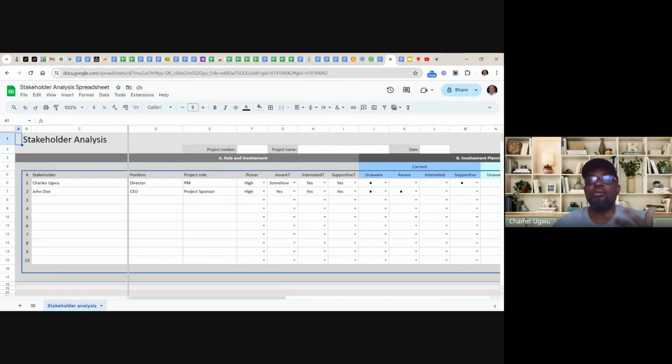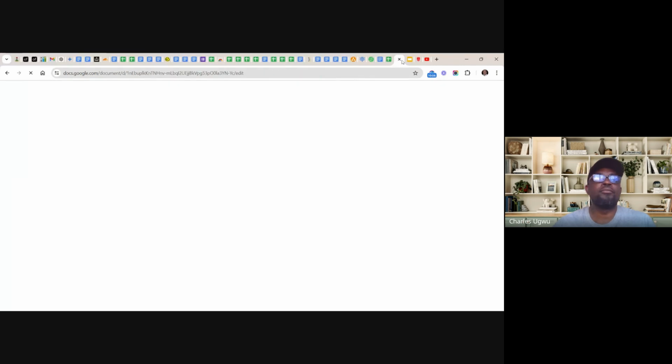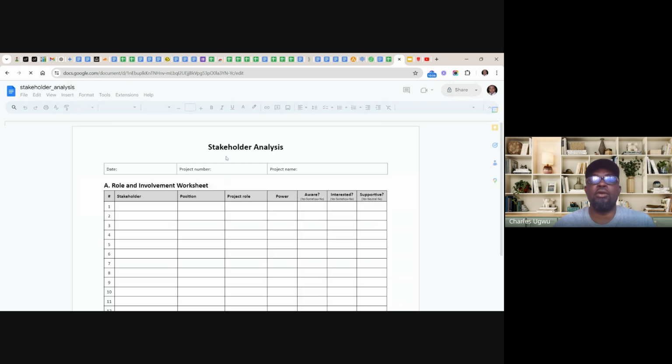If you go out and the company you will be working for doesn't have a good stakeholder analysis, you can use this one and introduce it. So this is the Excel format. This is in Excel. Then I'll have it in a Word document. So this is it in a Word document.